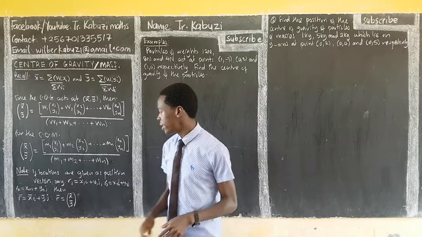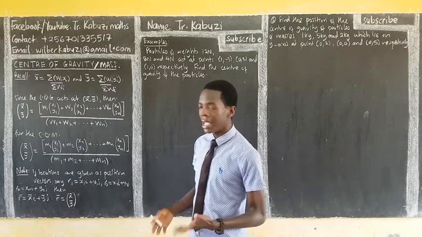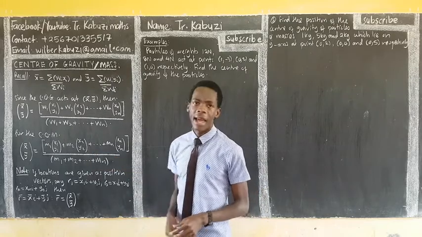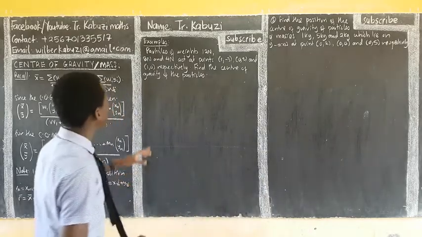So if the equations are given in position vectors, they give us them like this, in i, j notation. The same idea works there. Okay, let us go through some examples here.